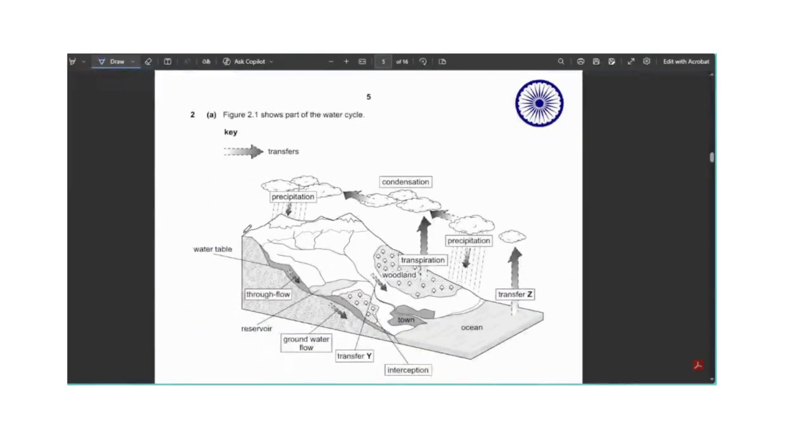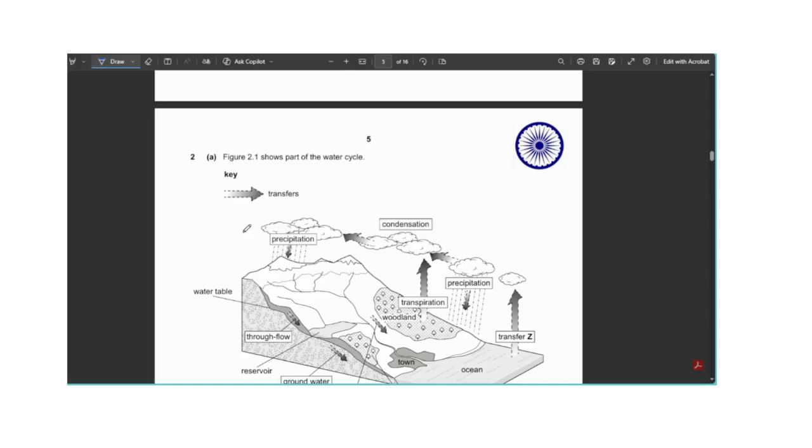The next question is from the water cycle. Question 2.1 shows part of the water cycle, and for this water cycle we'll come back in the next video. I hope you have understood the questions that we have discussed in chapter 1, which was on rocks and minerals. Chapter 2, question number 2 is from the water cycle, and we will discuss it in the next video.